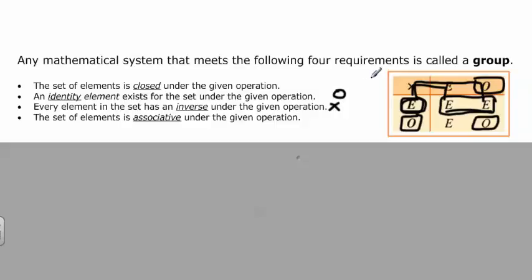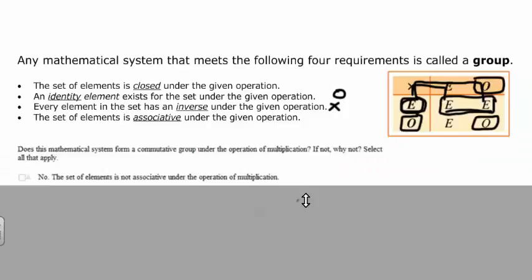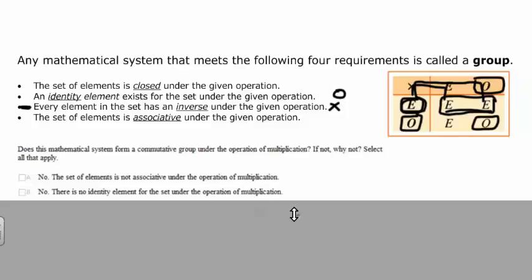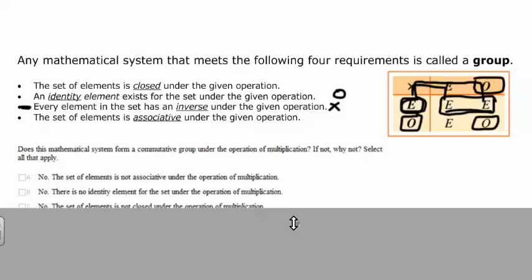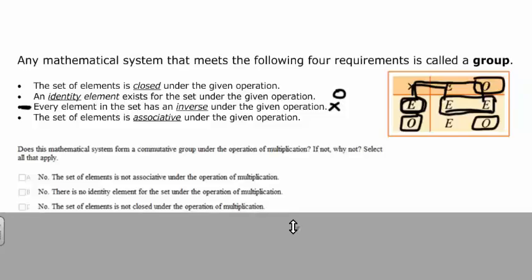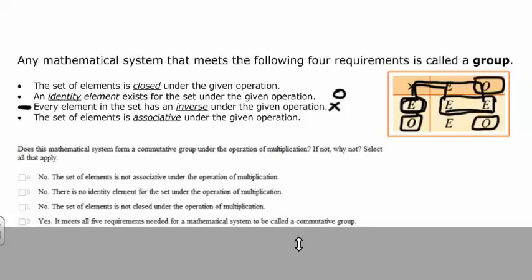So this condition is not met, thus it is not a group. Thus, if it's not a group, it cannot be a commutative group. So we know the answer is no, but we have to make sure we come up with the right justification. So A is no, the set of elements is not associative under the operation of multiplication. Well, that's not the reason we said. We said it's because not every element had an inverse. No, there's no identity element. Well, we did say there was an identity element. It's odd, so that's not true. No, the set of elements is not closed. Well, it is closed, so that's not the right value.